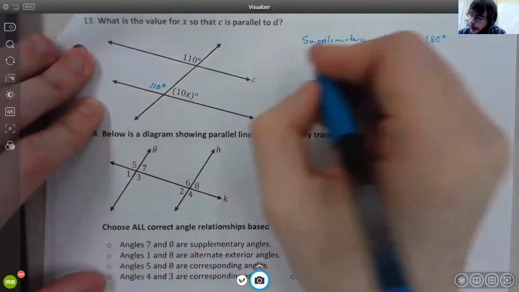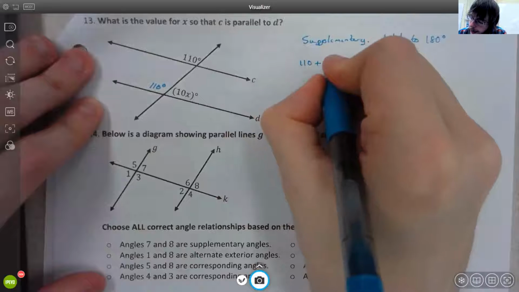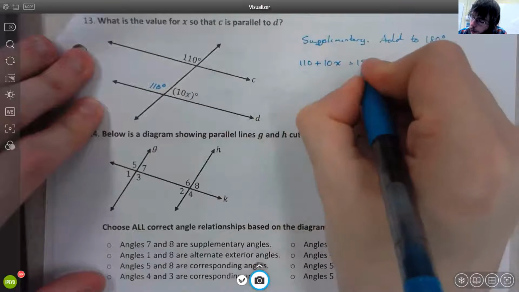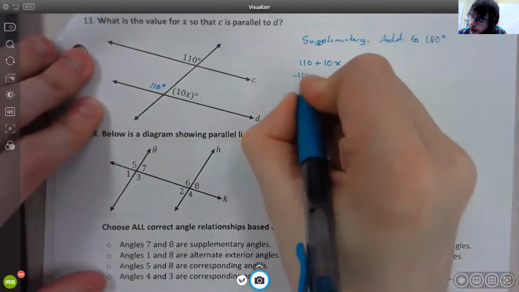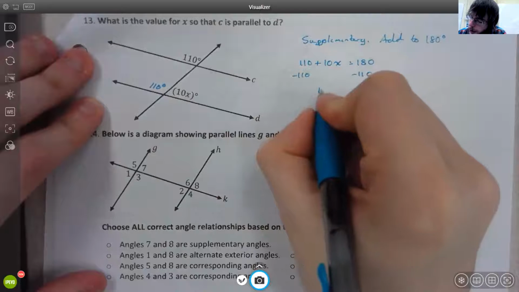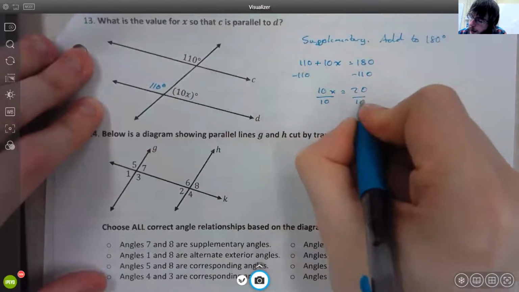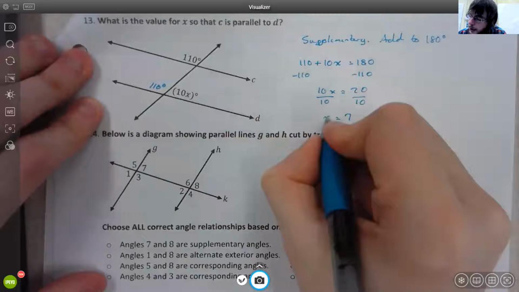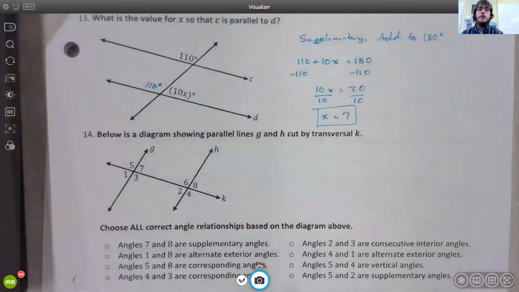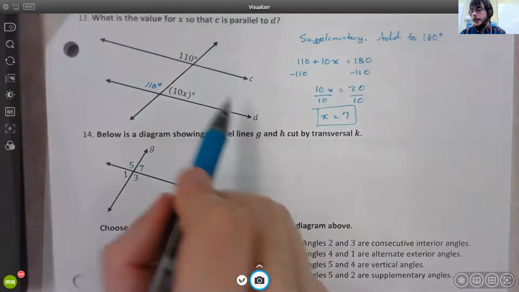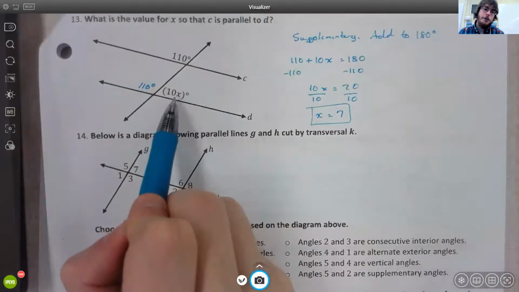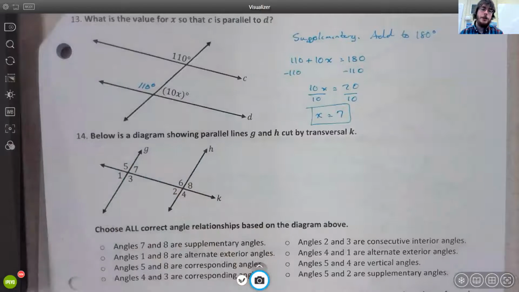So we take 110 plus 10x and set it equal to 180. Subtract 110 from both sides, and we get 10x is equal to 70. Divide both sides by 10, and we get that x is equal to 7. And if you plug in 7 here, you get 10 times 7, which is 70, and 70 plus 110 does equal 180, so we did it correctly.